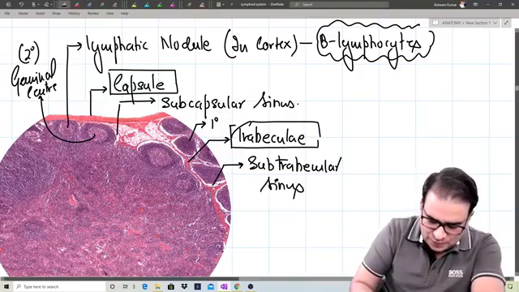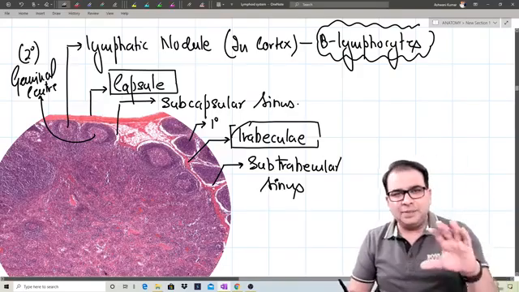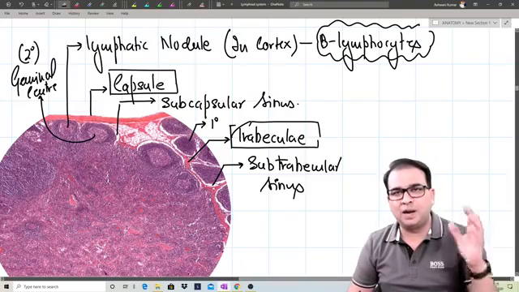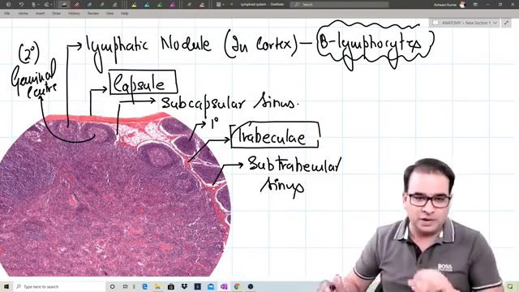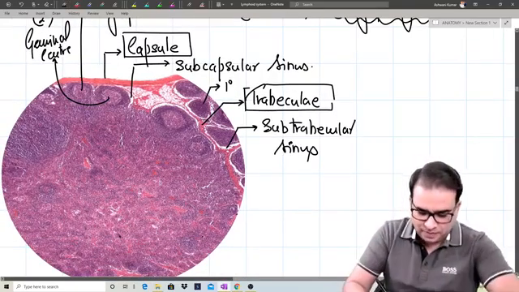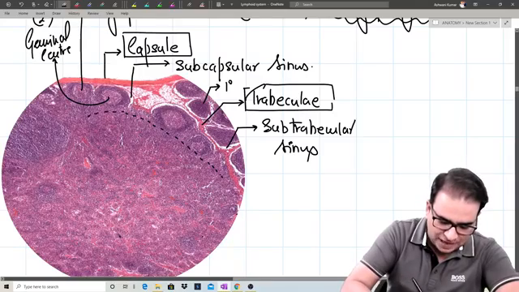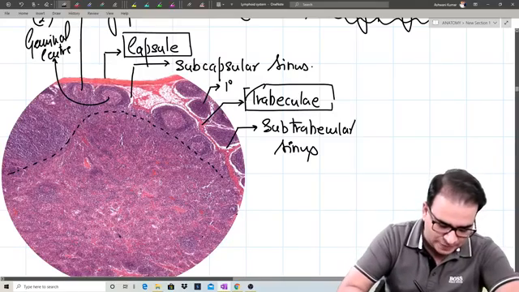And then we said, guys, we have this paracortex region. Let me tell you what I'm going to do: I'll send you these slides. I'll send you 2 slides, one labeled and one unlabeled, because whatever I'm writing might be hiding a few features because of all this labeling. So you will have the unlabeled slide as well.